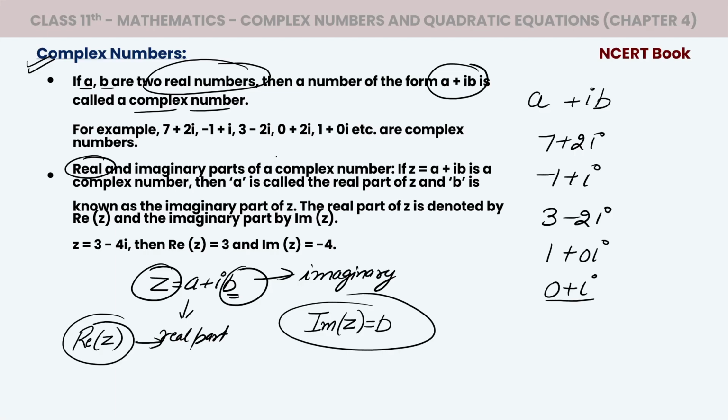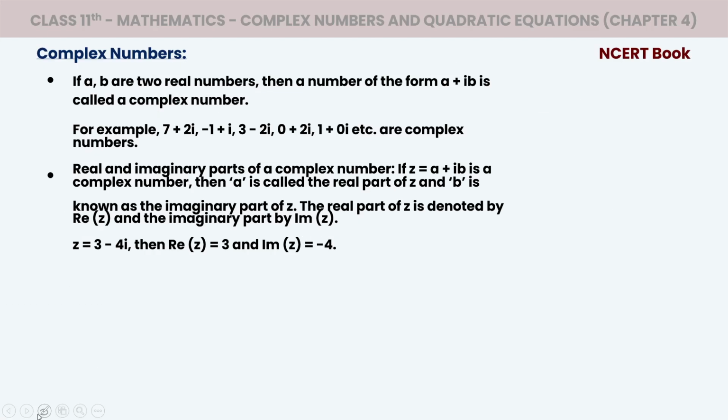Now here it is mentioned this is the real part and this is the imaginary part. The real part of Z is denoted by Re of Z and the imaginary part is denoted by Im of Z. Here I am taking the example Z is equal to 3 minus 4 iota, right? So the real part of Z is equal to 3. And then we write the imaginary part.